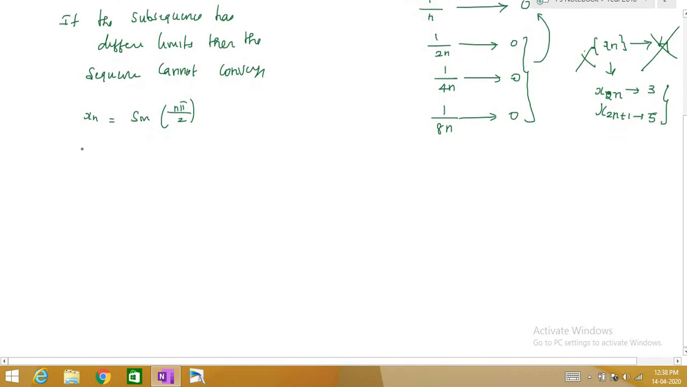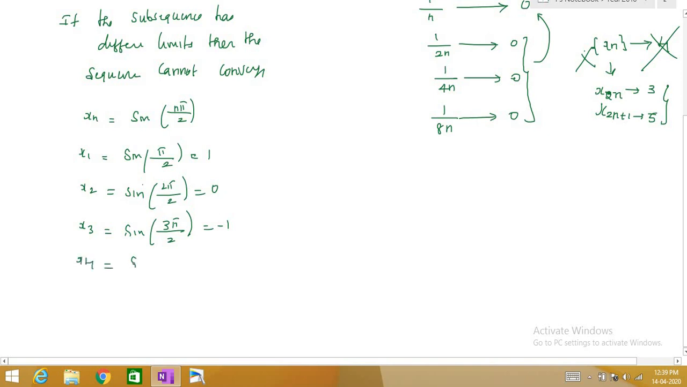Now what will be our x1? Our x1 is nothing but sine(pi by 2), which is 1. What will be our x2? It is sine(2 pi by 2), which is nothing but sine pi, which is 0. What will be our x3? Our x3 is sine(3 pi by 2), which is minus 1. And what will be our x4? Our x4 is sine(4 pi by 2), which is sine 2 pi, which is 0.